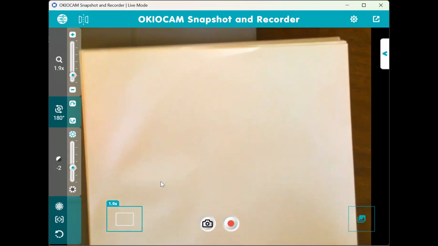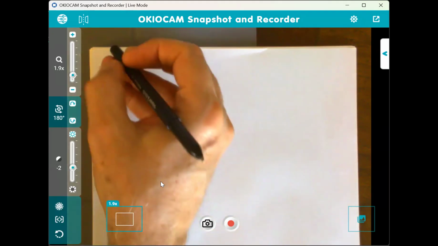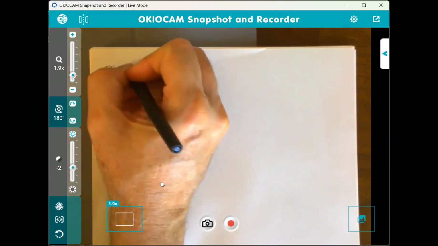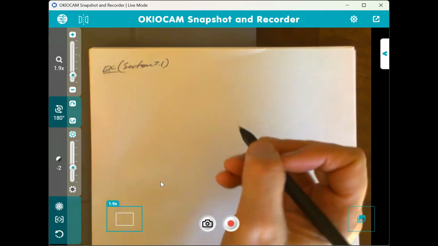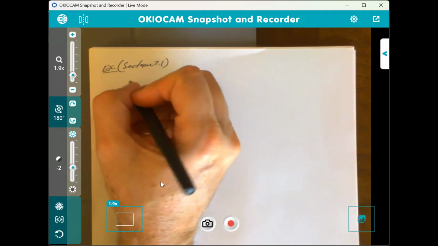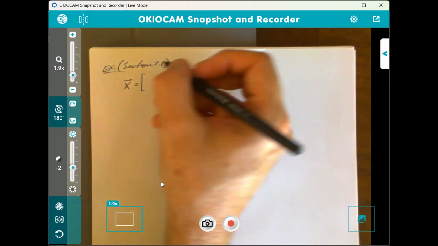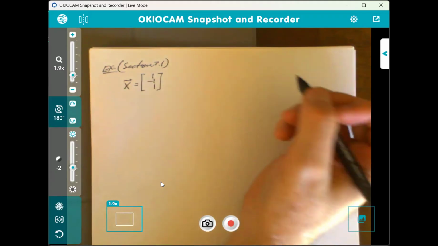All right, so this is now an example of eigenvalues and eigenvectors in section 7.1. Okay, so let's begin with this example. Suppose I have a column vector, the column vector 1, -1, 1.